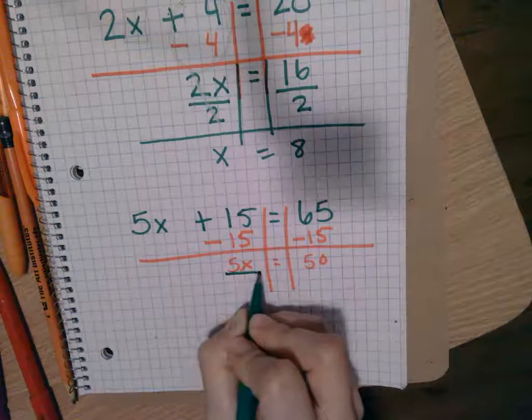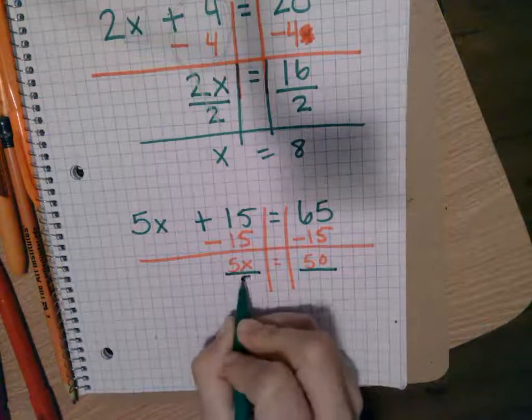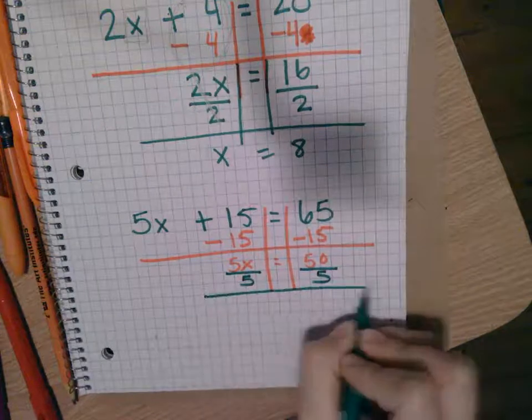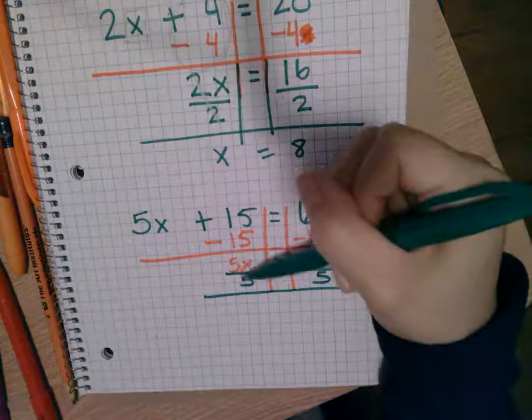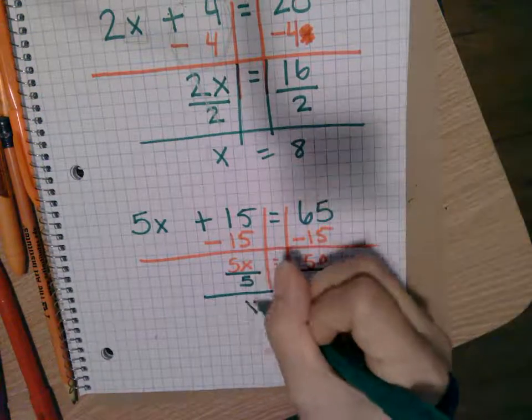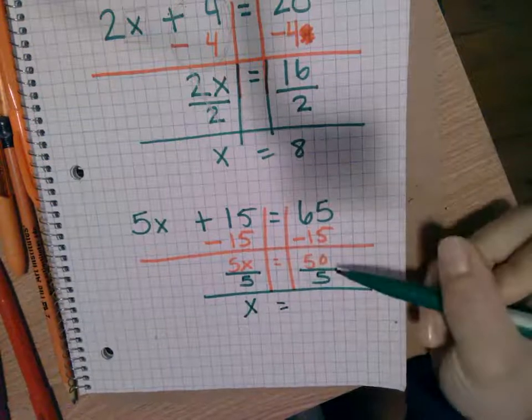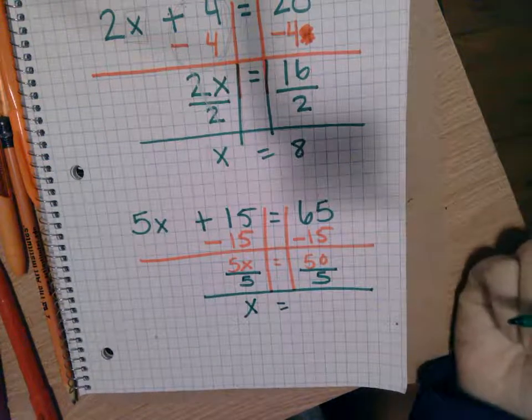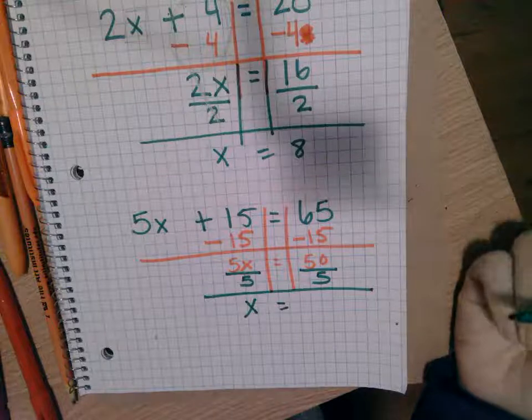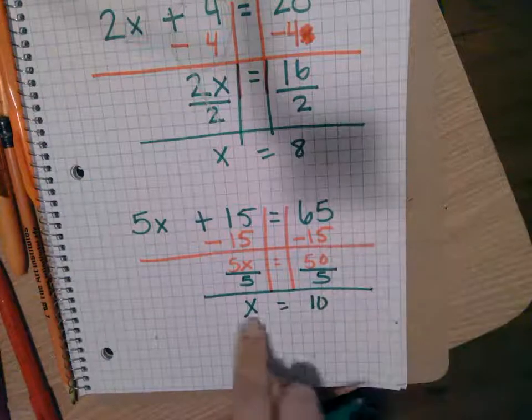I show division by drawing my division line like a fraction. The 5s become a 1, so I'm just left with x equals, what's 50 divided by 5? 10. So x equals 10.